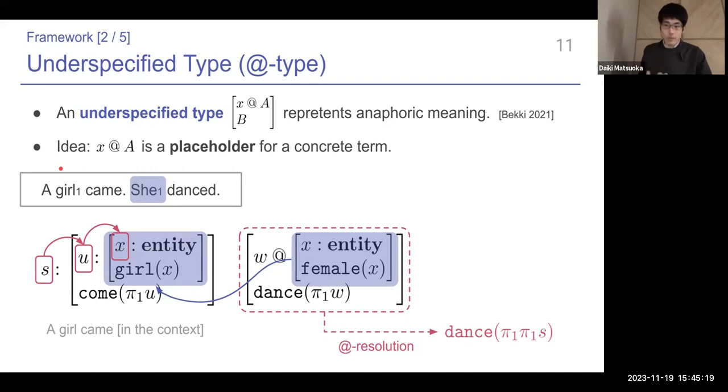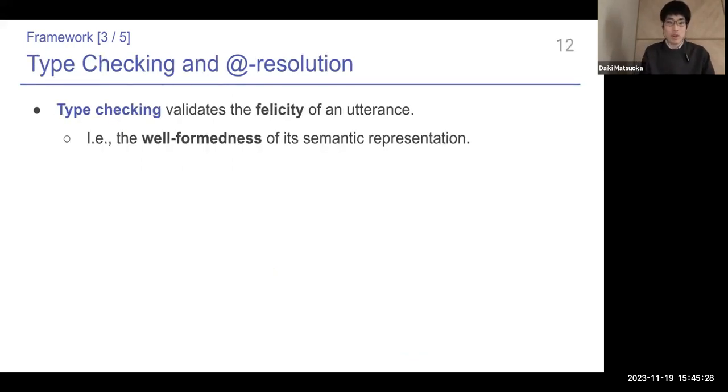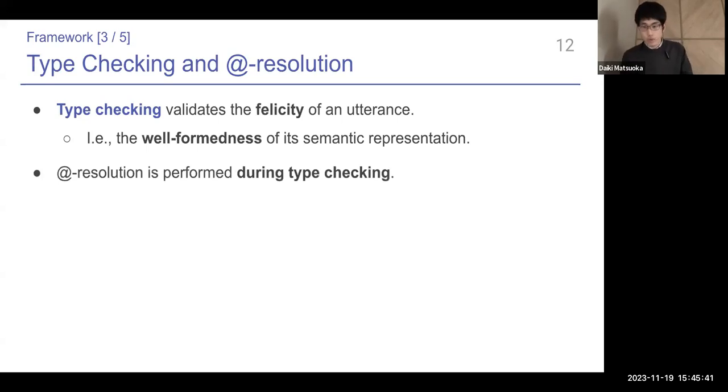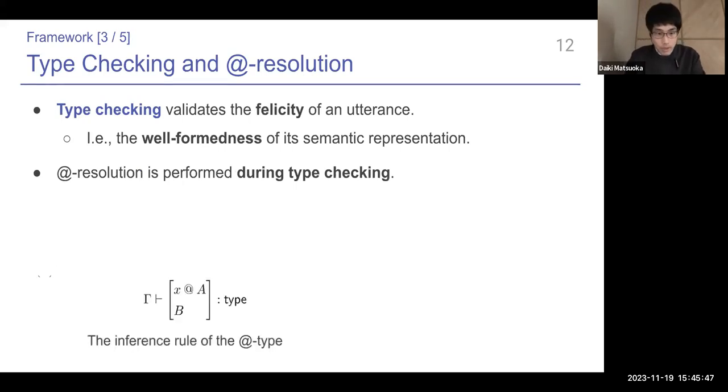All right, this is how DTS works, but the next question is, how can we formalize this? DTS gives a nice formalism with a mechanism called type checking. Type checking is a process that validates an utterance, which means that it checks the well-formedness of its semantic representation. And the aspirant resolution, which I just mentioned, is performed during this process. So here's how. Now I'll describe the inference rule of the aspirant type.